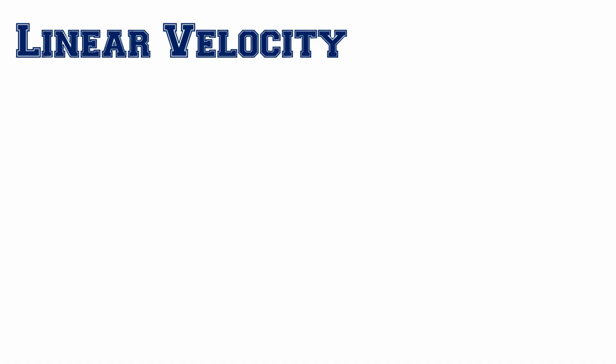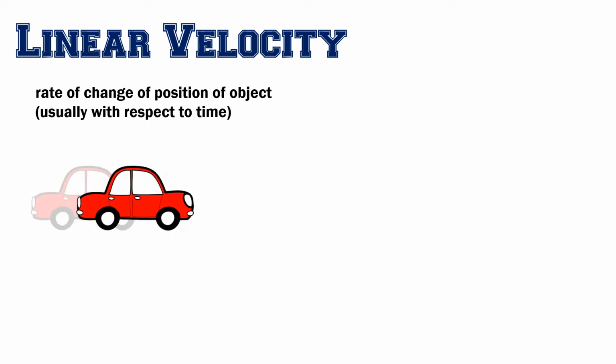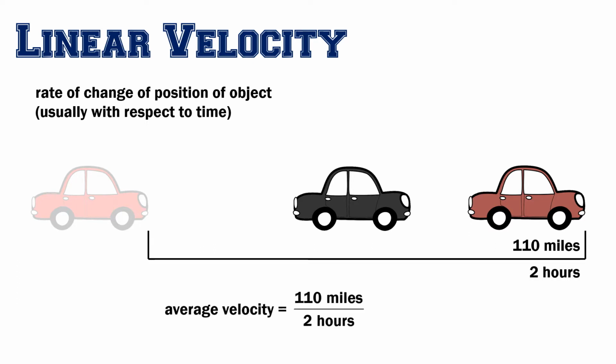Let's begin this lesson by looking at linear velocity. Linear velocity is the rate of change of the position of an object, usually with respect to time. So if we had a vehicle that traveled forward over a certain distance, let's say that distance was 110 miles, and it took 2 hours to get there, we could compute the average velocity by taking the 110 miles and dividing it by 2 hours, and we could compute it to be 55 miles per hour.